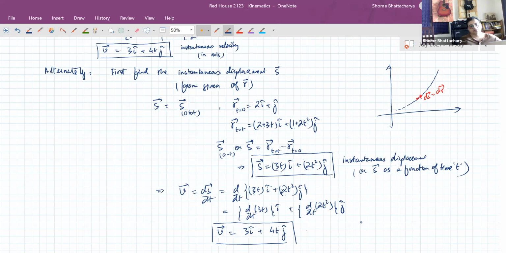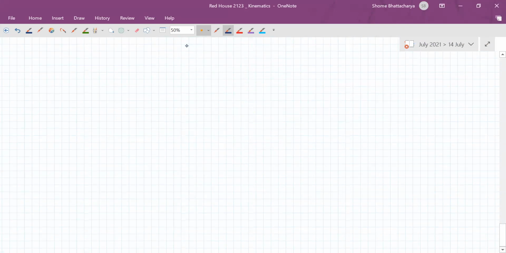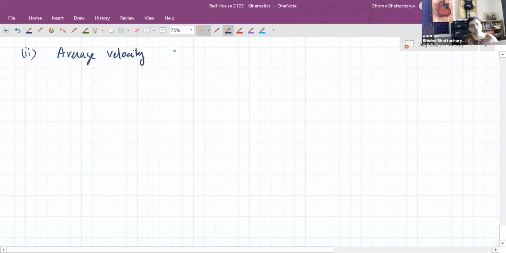Okay, people. So hope this is clear. Now we come to the second type of definition of velocity, which is always given specifically. We don't use the term just velocity for this. We have to specifically use the term average velocity. And that's why we have a specific symbol for it, V average. If we just use the symbol V vector, it means we are talking about the instantaneous velocity.